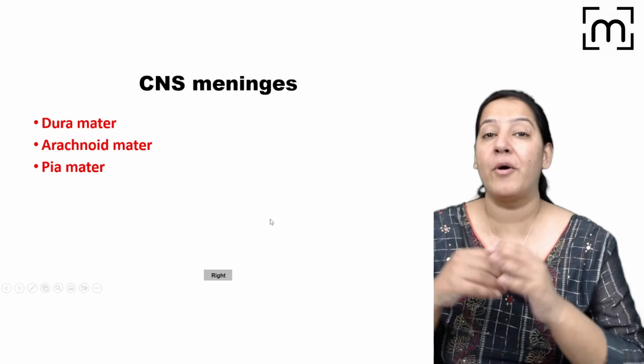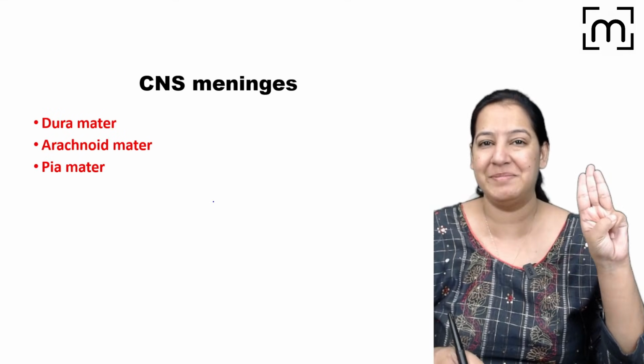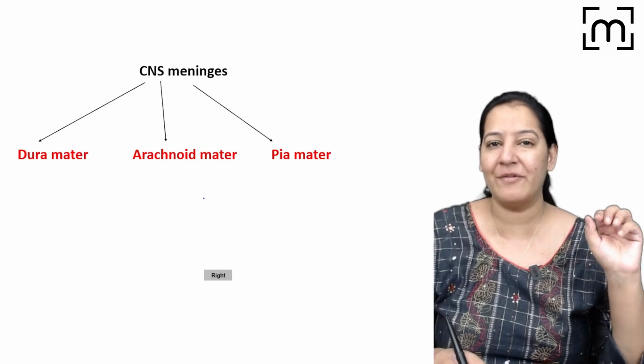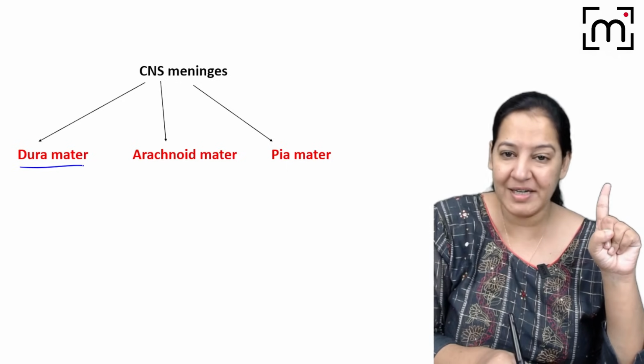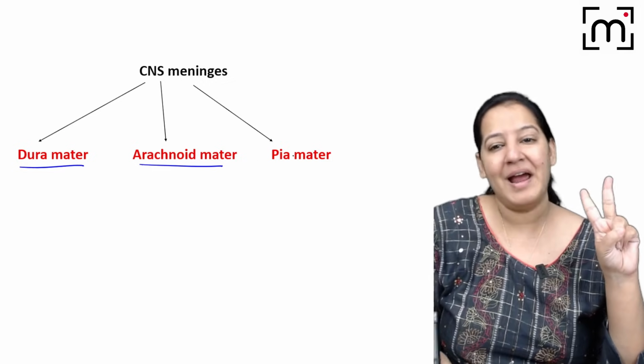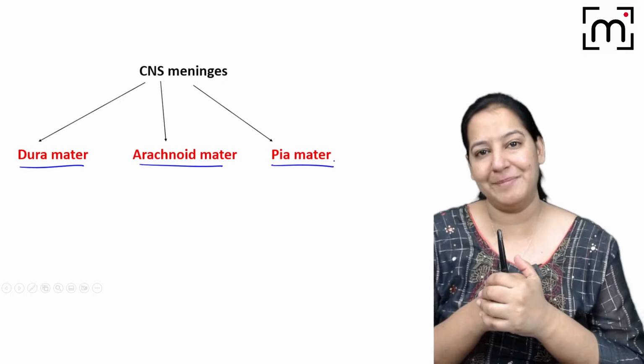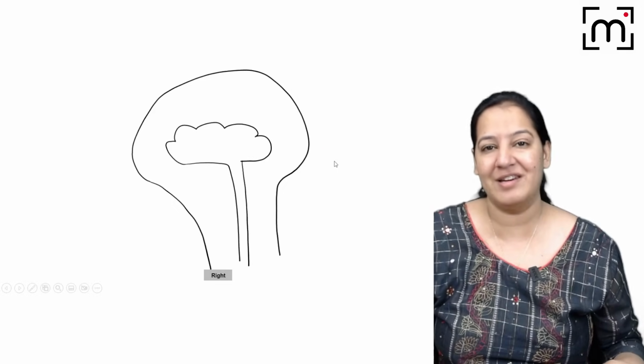Now, let's talk about the coverings. There are three types of coverings. So, what are the three types of coverings? The three types of meninges over the central nervous system: dura mater, arachnoid mater, and pia mater. So, there are three types of meninges in the central nervous system.